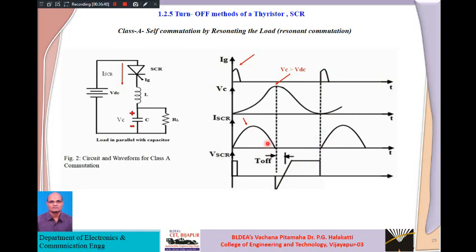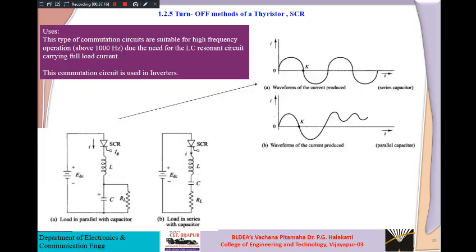This is what happens in class A self commutation, by resonating the load with the C connected in parallel with RL. The switching off of the SCR depends on the resonating frequency of L and C, which depends on the L and C values. You have to quote this in your answer when you are explaining class A self commutation by the resonating load. That has been shown here.